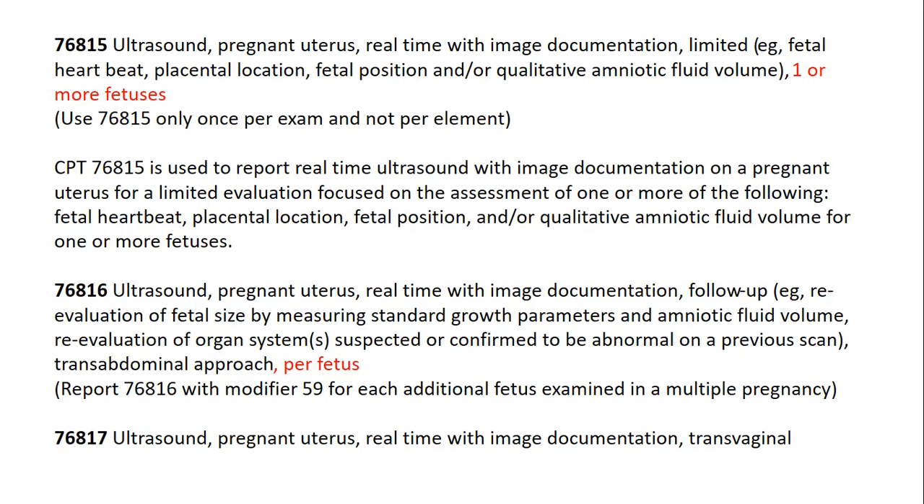Now 76817 is an ultrasound pregnant uterus, real time with image documentation, transvaginal. This is a straightforward code, and there is no confusion in using it in OB charts for radiology medical coders. Hope you have cleared your confusion on coding the ultrasound OB CPT codes for the pregnant uterus for the first, second and third trimester.